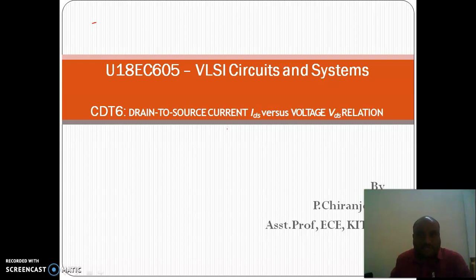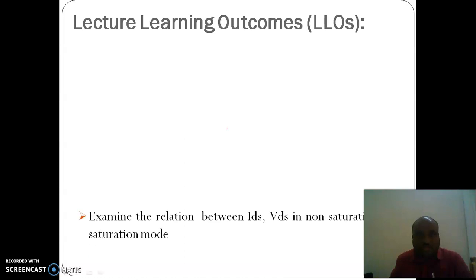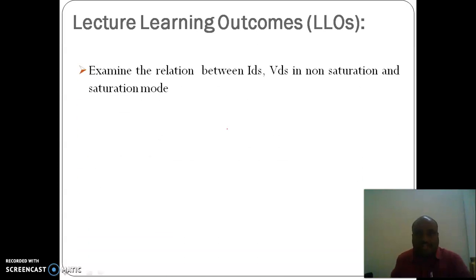Today's topic: drain to source current versus voltage relation. After completion of this lecture, you will be able to examine the relation between IDS and VDS in non-saturation and saturation mode.